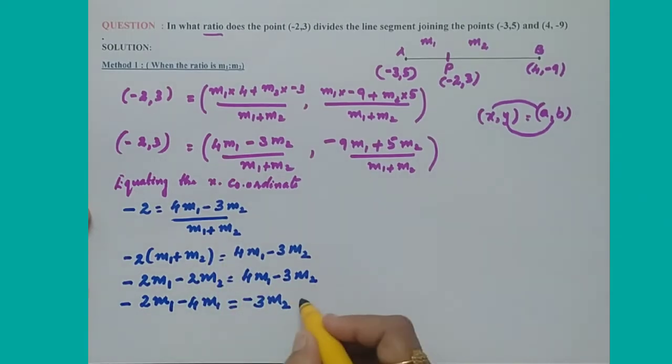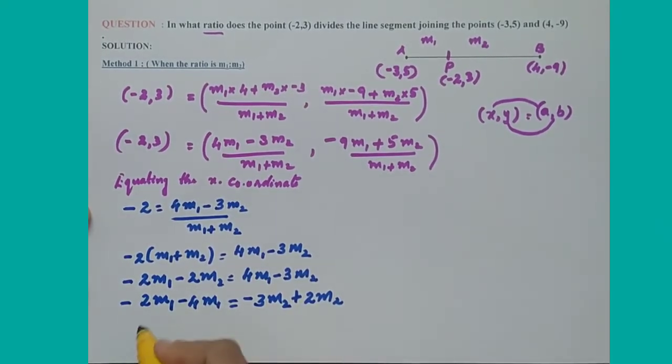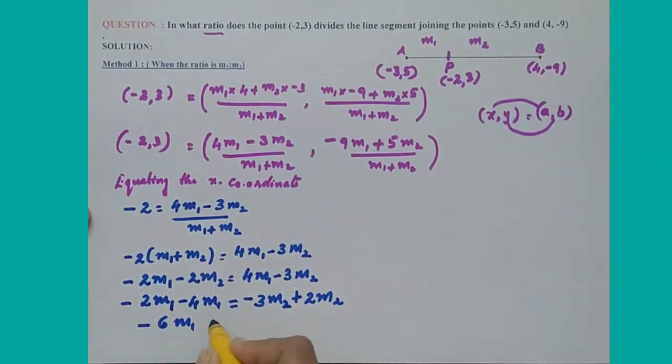After this step, it is very important that you bring the like variables to one side. This 4m1 comes to the left side, becomes -4m1, equal to -3m2 on the right side. -2m2 goes to the right side, becomes +2m2. So one side the m1 variable and the other side the m2 variable you need to keep. Next, combining -2 - 4 is -6 m1 equals -3 + 2 is -1 m2. Now I am going to write the ratio m1 by m2 equal to -1 by -6.